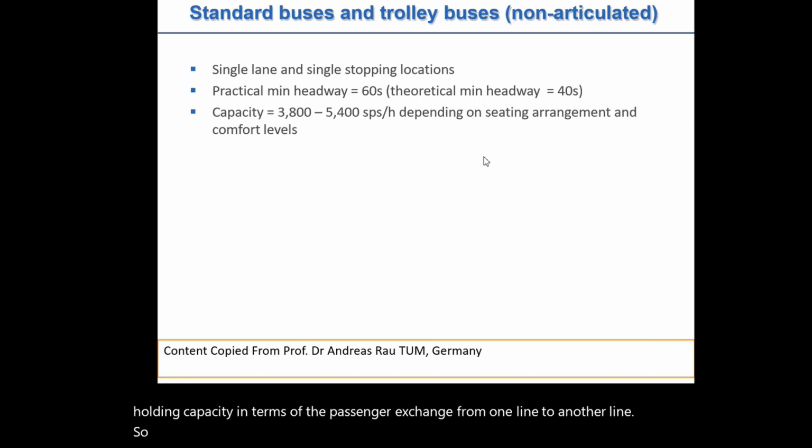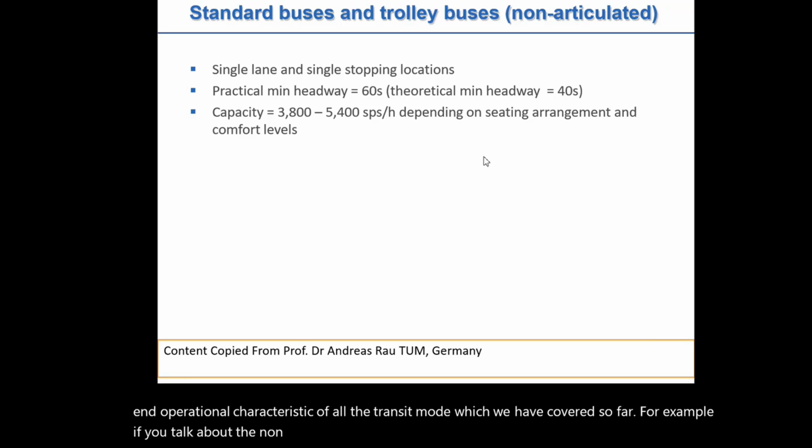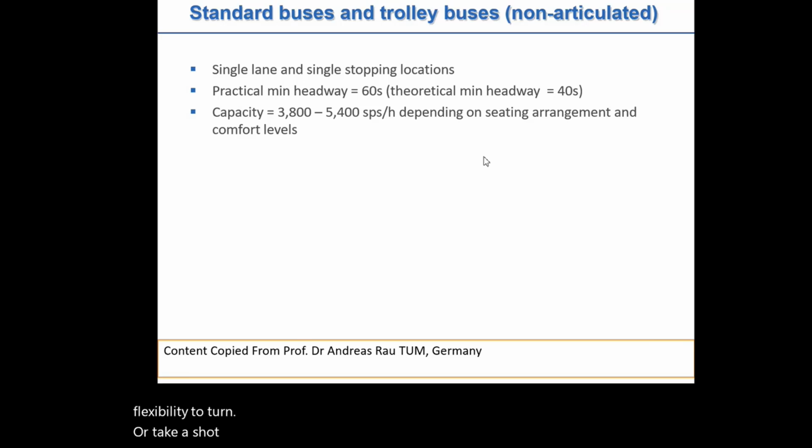So now I would like to give you a brief idea of the physical and operational characteristics of all the transit modes which we have covered so far. For example, if you talk about the non-articulated buses, which I already mentioned, articulated means there is a mechanism which allows bending at a curve, or which gives a bit more flexibility to take a short turn at the curve, that is, maneuvering capability.